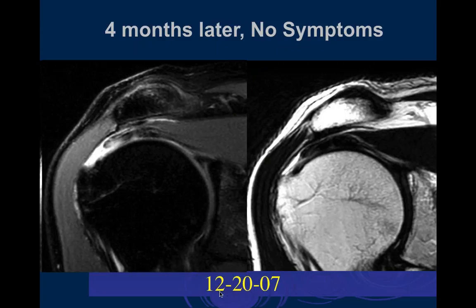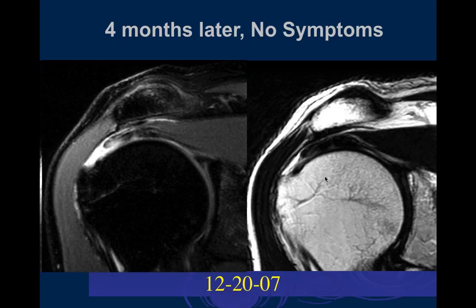Now this is 6 months later, on 12/20/2007. At this time, my symptoms were markedly improved. What do you think at this point? So it looks like on the PD or the T2 fat sat image on the left, we still see a high grade tear on the PD fat sat and T2.